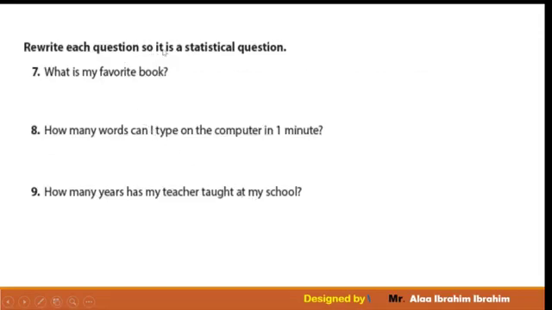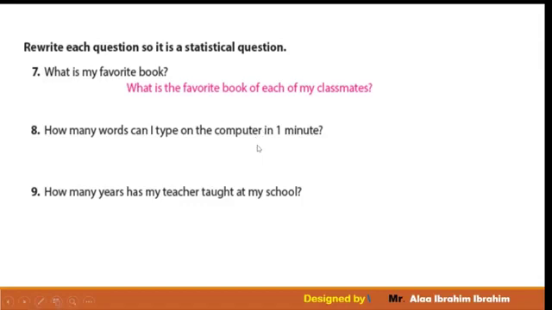Rewrite each question here so it is a statistical question. So if I'm dealing with something that is not a statistical question, I have to convert it, rewrite it to become a statistical question. What is my favorite book? That's not statistical. I have to change it to involve many persons, each person, many students, something like this. So I change it to: what is the favorite book of each student in my classroom? I mean each student in my classroom. So I make it with many different favorites here.